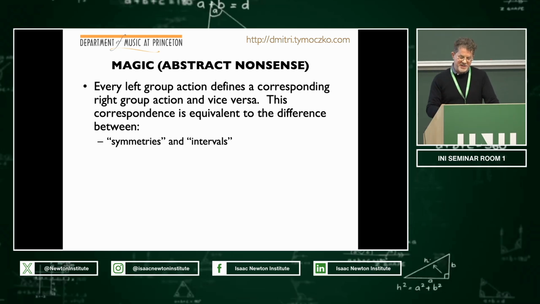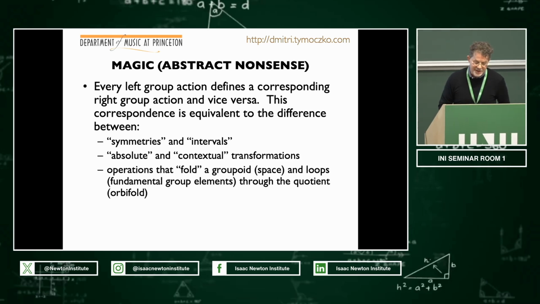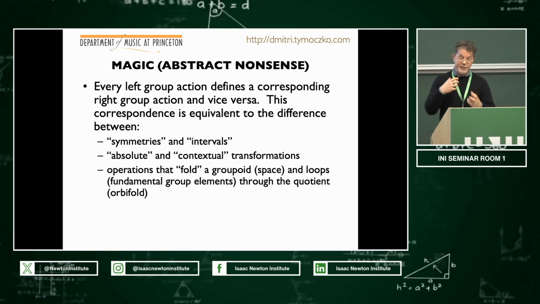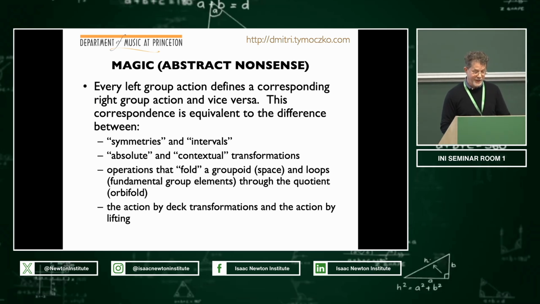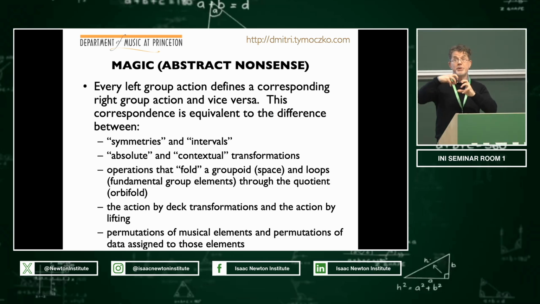The dichotomy between symmetries and intervals, between what we call absolute and contextual transformations, between operations that fold a groupoid or some kind of geometrical space, and loops or fundamental group elements through a quotient, which could be a groupoid or some kind of orbifold, the action by deck transformations and the action by lifting, for those of you who speak topology, and then permutations of musical elements like notes versus permutations of data assigned to those elements, like the name of the instrument playing the note. So these are all manifestations of the same basic structure, and if you set up all your definitions just right, you can see that super clearly.